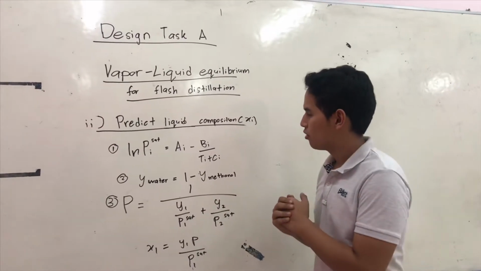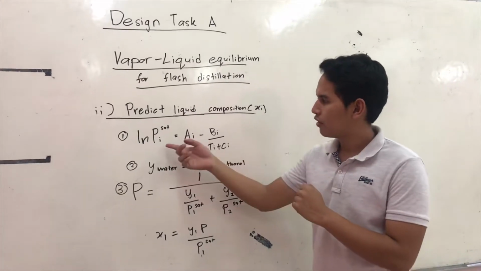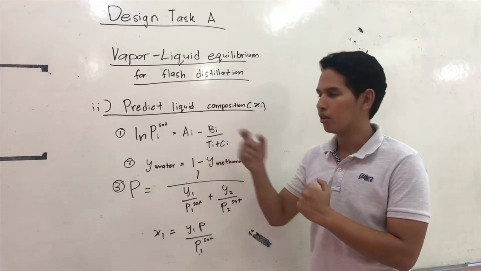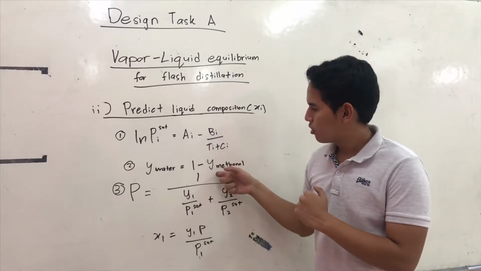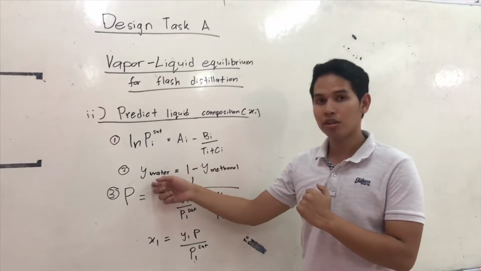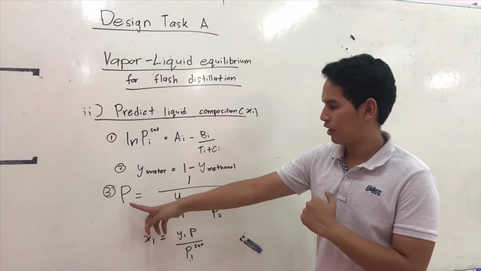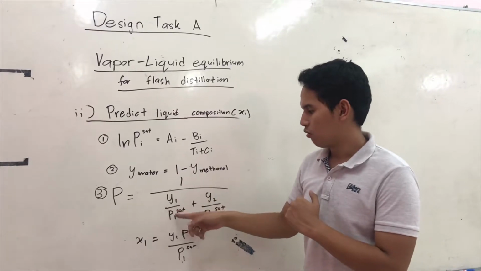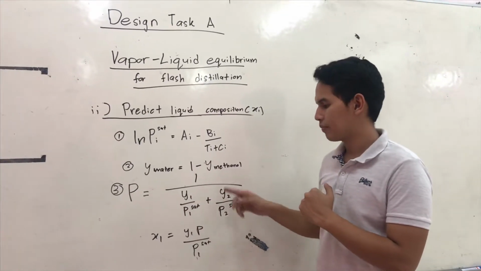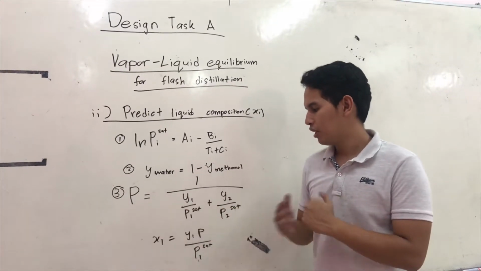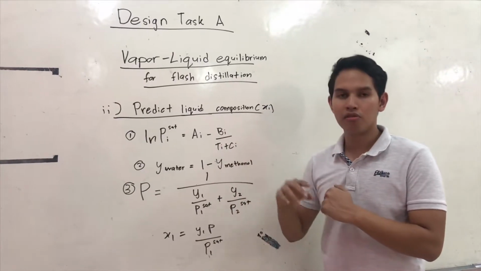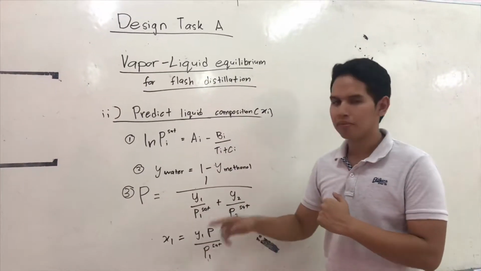For the next part, we have to predict the liquid composition Xi for both water and methanol. For the first step, we use the Antoine equation to find the P set for methanol and also for water. Then we assume the value of vapor composition of methanol to get the vapor composition of water. Then we use this formula to find P, which is 1 over (Y over P1 set plus Y over P2 set). After we get P, we can find the new liquid composition of water and methanol by using the same formula.